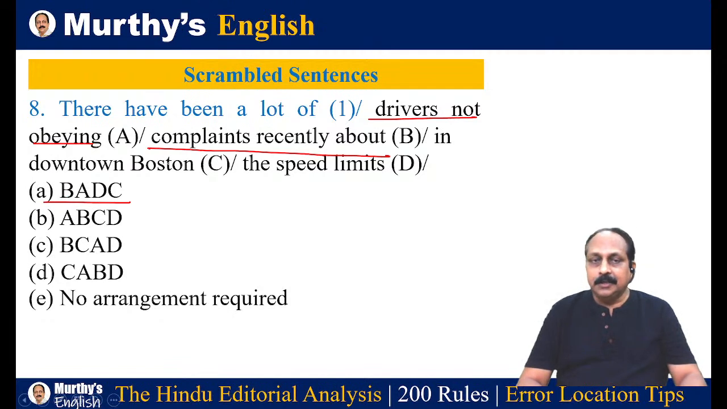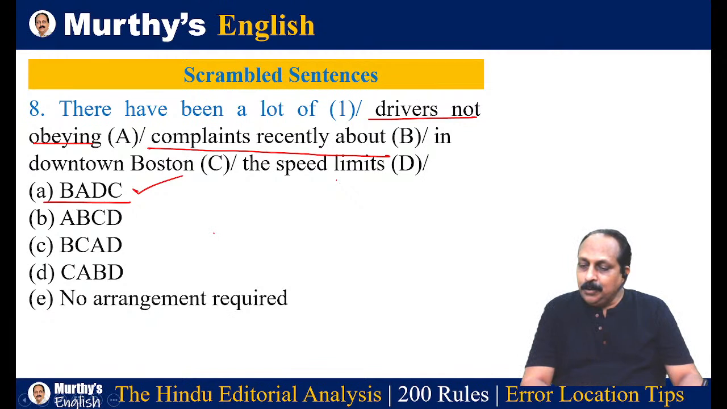BADC. Let us check. There have been a lot of complaints recently about drivers not obeying the speed limits in downtown Boston. Please mention the question number. I request all of you to mention the question number. 8A is correct. And downtown means the busiest marketplace of a city.